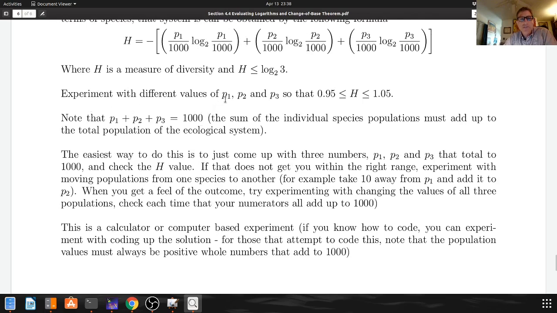So here is your assignment. Experiment with different values of P1, P2, and P3. This is a calculator assignment. So that the calculated H value is greater than 0.95 but less than 1.05. I don't care where it is in that range, but it has to be in that range. Note that the sum of your populations has to be 1,000.